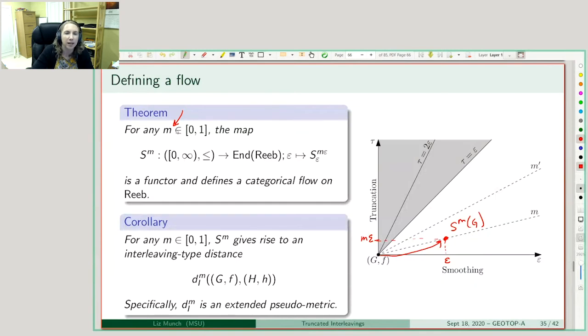Turns out that if you give me any m between 0 and 1 inclusive, this map is a functor that defines a categorical flow on Reeb. And the perk here from our other infrastructure that we built up is that as soon as I give you a categorical flow, I get an interleaving distance. So we're going to call this d sub I m. So m is anything in between 0 and 1. And I get a new interleaving distance for each of these options. Right, so for any slope essentially that shows up in this white region, I get a new interleaving distance.